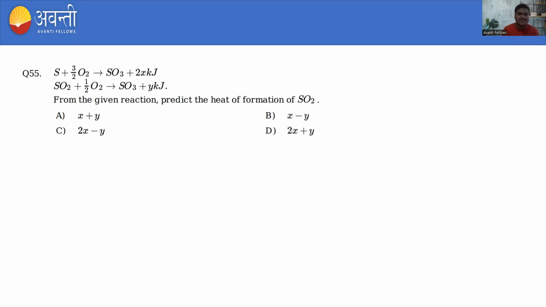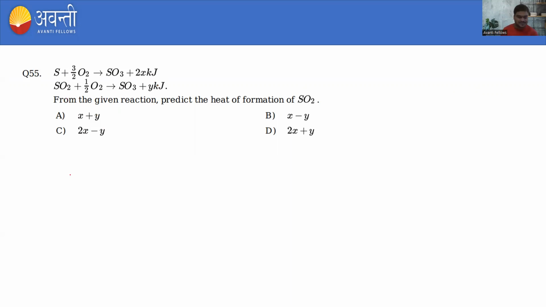Now, move to question number 55. This one is also very important, and this question is from thermodynamics, again Hess's law. So this is given: S plus 3 by 2 O2 gives SO3, and 2x kilojoule of heat is released, and SO2 plus half O2 gives SO3, and y kilojoule of heat is released. So from the given reactions, predict the heat of formation of SO2.